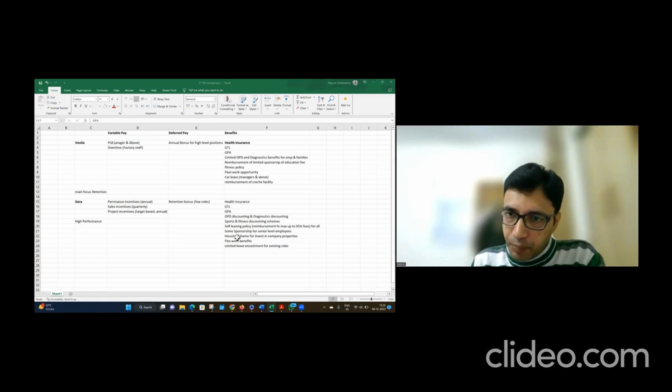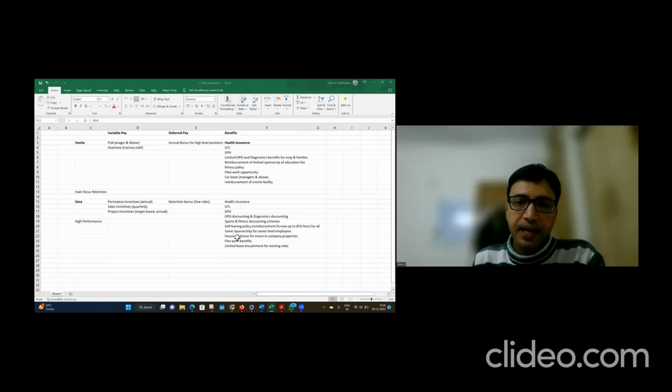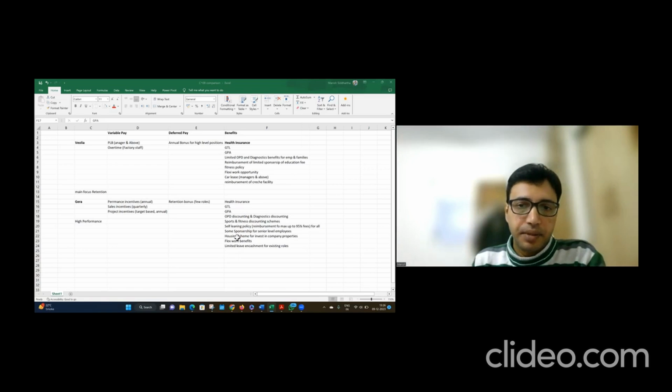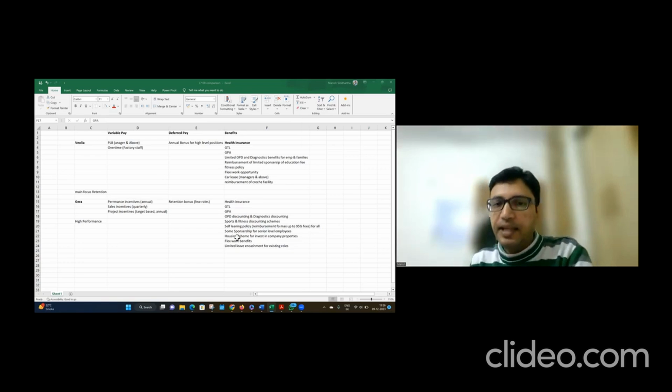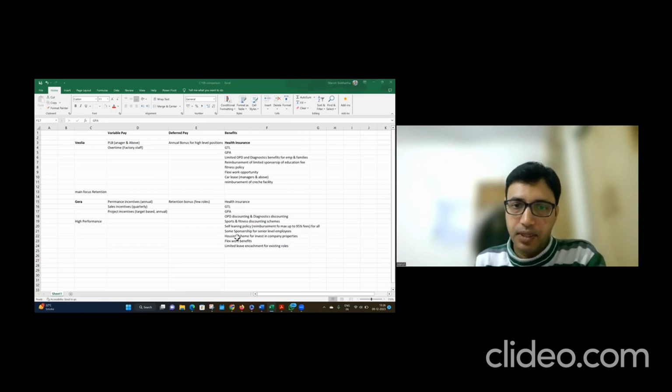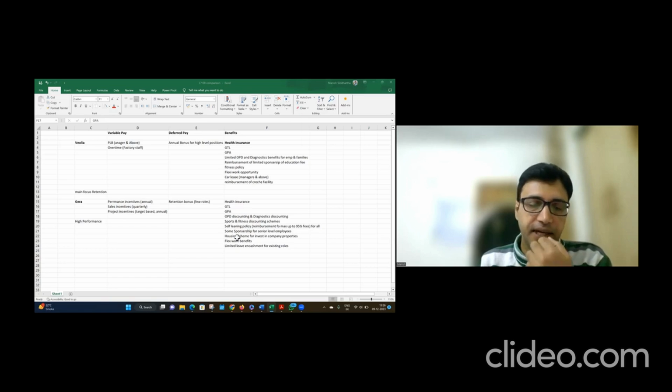We have a fitness policy in place where we reimburse up to a cap of, say, 1,000 rupees every month for any sports or gym membership. We also give them flexible work opportunities. For managers and above, we have a car lease program. We have reimbursement of crèche facility for all working mothers. So these are some add-ons, not very common practice among all organizations, when it comes to OPD, and dental benefits are there.